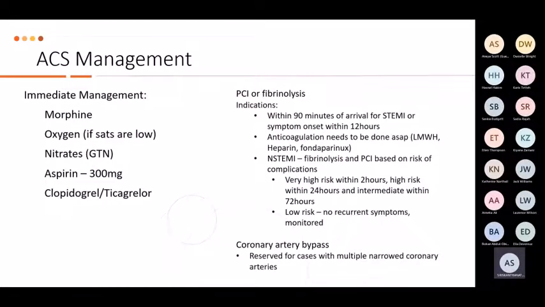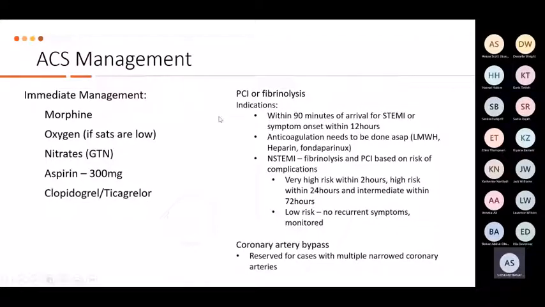In terms of management, you've got your immediate management, so MONA: morphine, oxygen if their SATs are low, nitrate, so you give them glyceryl trinitrate, aspirin 300 milligrams, and then you've got your clopidogrel or ticagrelor. I think in George's it's ticagrelor, right? Yeah, it is. So just remember that one for your exams, but it varies from trust to trust. In Ealing, we use clopidogrel instead.